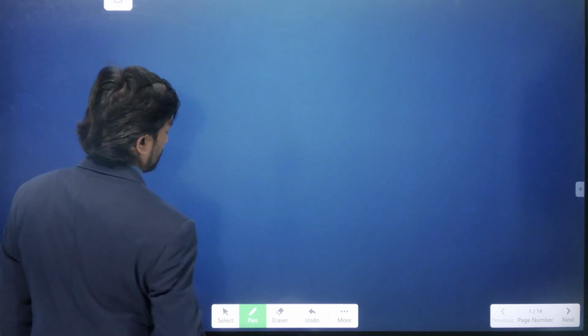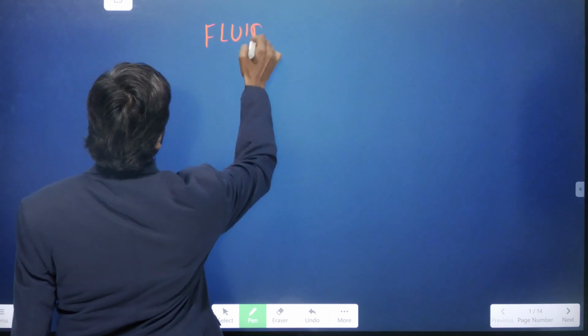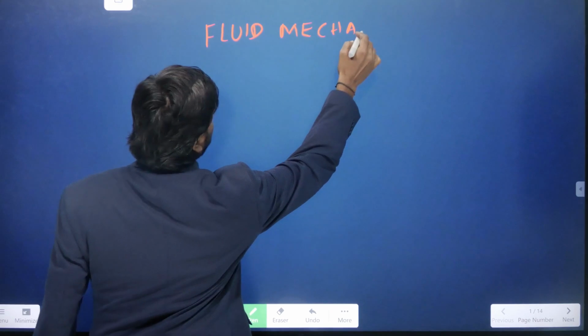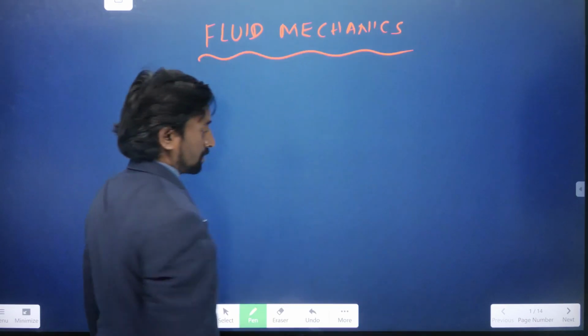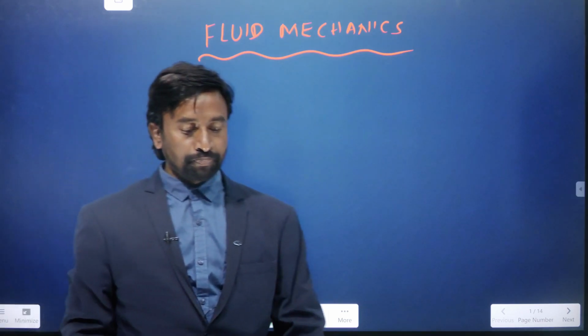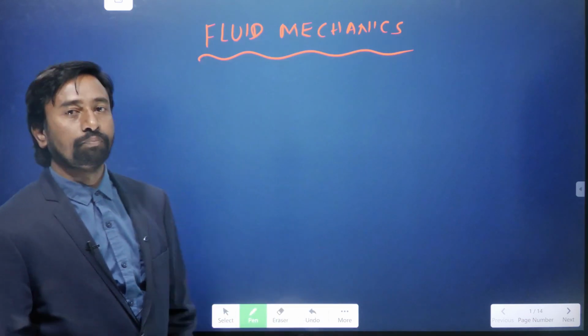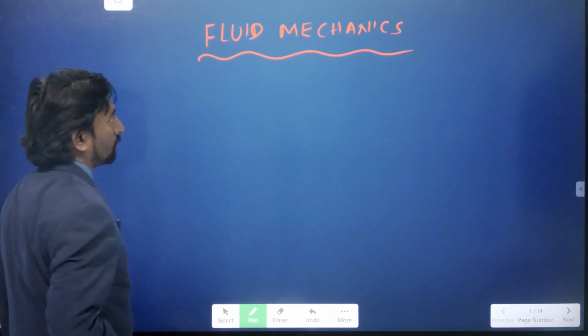Today we are going to start the new chapter, that is fluid mechanics. We'll see first what a fluid is. Chapter name is fluid mechanics. Fluid mechanics is the branch of physics which deals with fluids at rest and in motion. So the chapter will discuss both, and give the details about all the fluids.